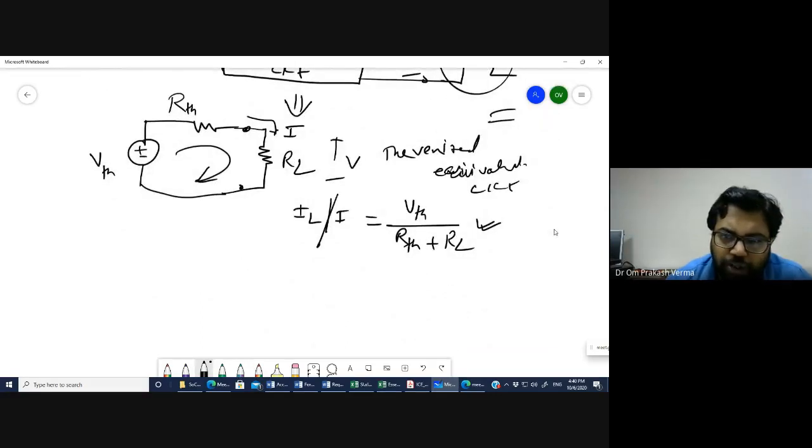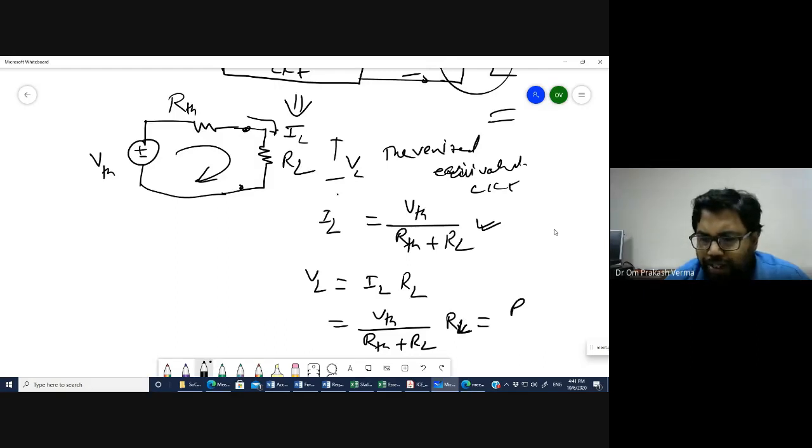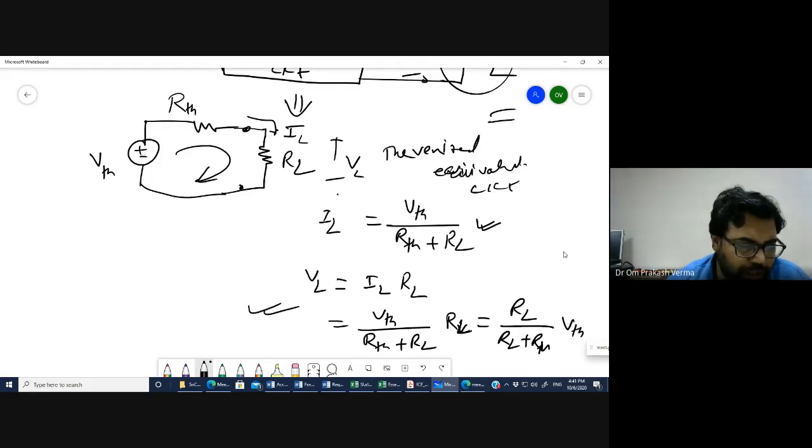Now how can you calculate the V? This is I or IL or VL. To avoid confusion, I am just writing IL. What is the VL, the load voltage? You calculate it as IL into RL. IL is nothing but VTH upon RTH plus RL, multiplied with the RL. So you can write it as RL upon RTH plus RL, into VTH. You can calculate the voltage like this.